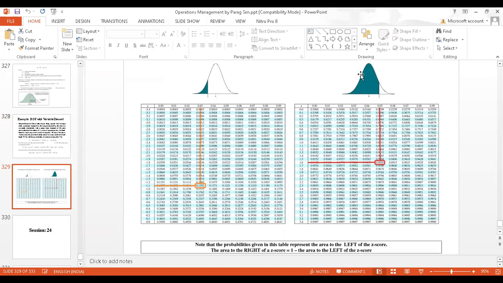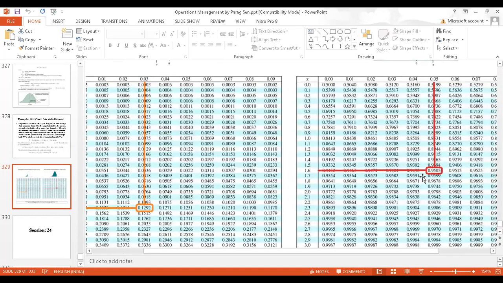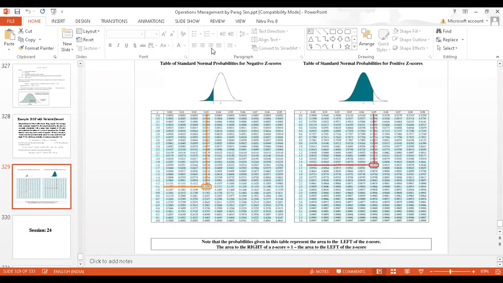If I enlarge it, you can see that this curve covers greater than 50% area, and this table is used. In this case, all these positive Z values you will be getting. And you can see that for 1.65, the value is 0.95. But there is also this sort of curve which considers the Z values that are negative.